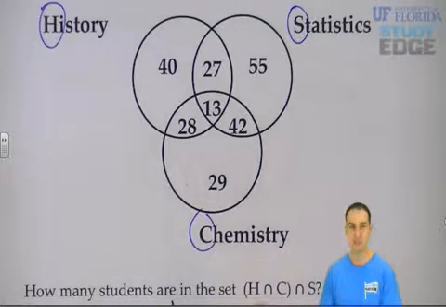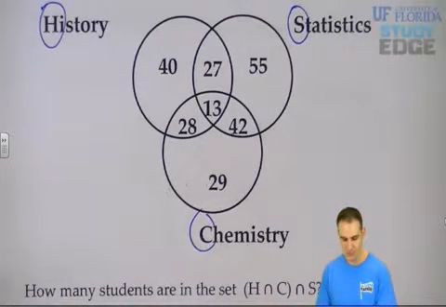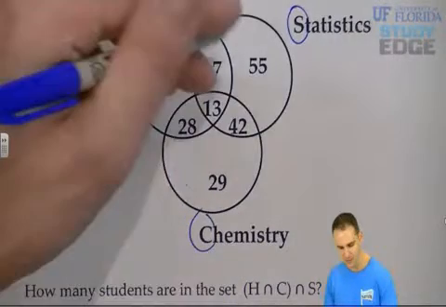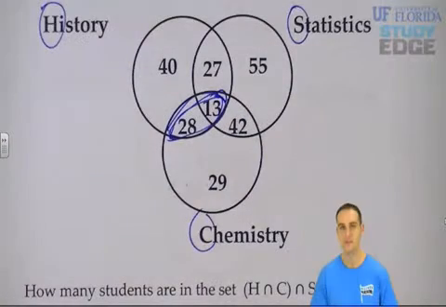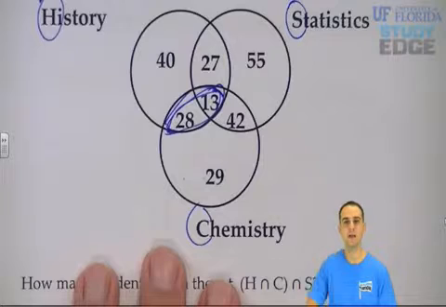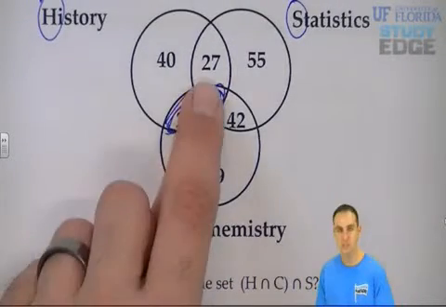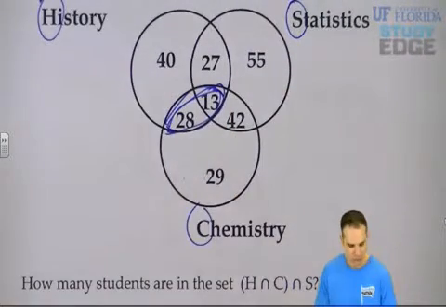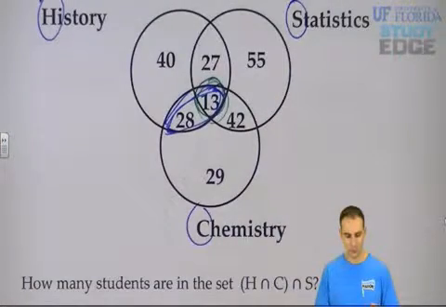History intersect chemistry is first because it's in parentheses. That's what we're going to do first. History intersect chemistry. Here's the circle of history. Here's the circle of chemistry. They have 28 and 13 in common. Now we take that answer and we intersect it with statistics right over here. What do these two numbers and the circle of statistics have in common? Just the number 13. So that's actually the intersection of all 3 sets.